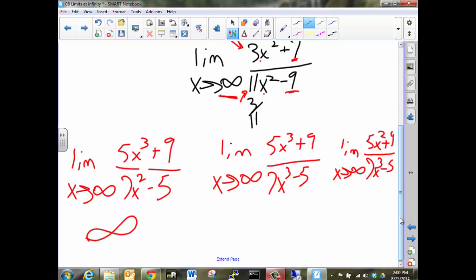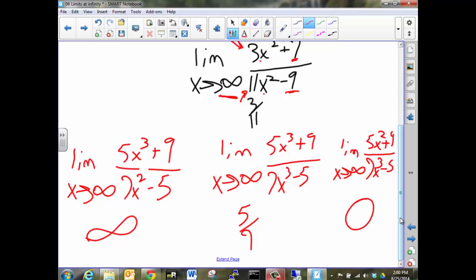Well, what about the middle one? 5 over 7. Okay? Why do you think it's 5 over 7? The plus 9 and minus 5 are immaterial. Both of these are the same, aren't they? X cubed and x cubed, that means they're getting big at the same time, so 5 over 7. Well, what about the last one then? 0. Why 0?